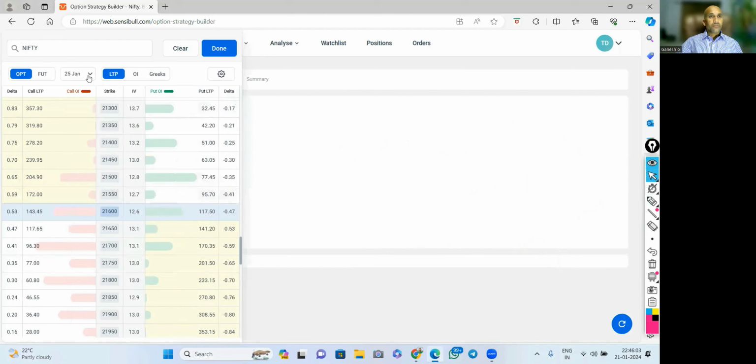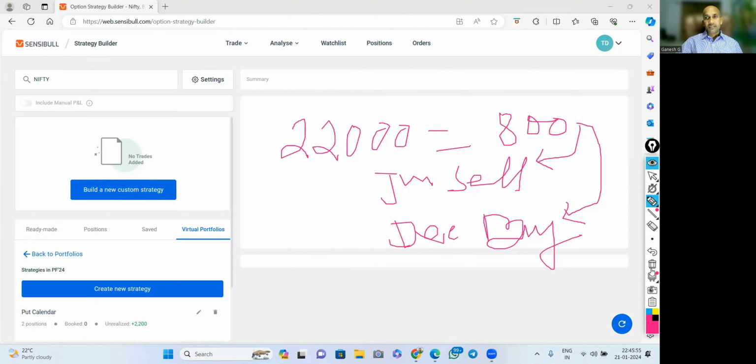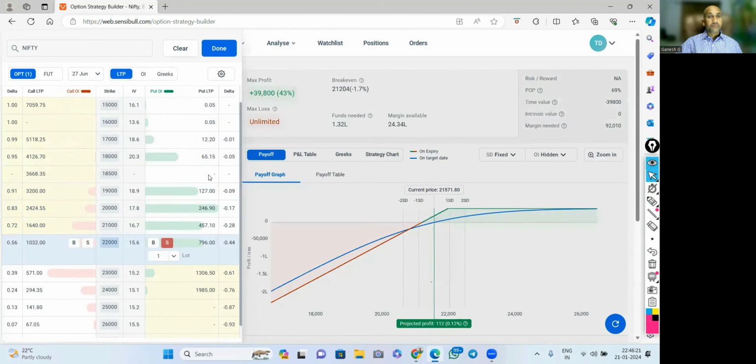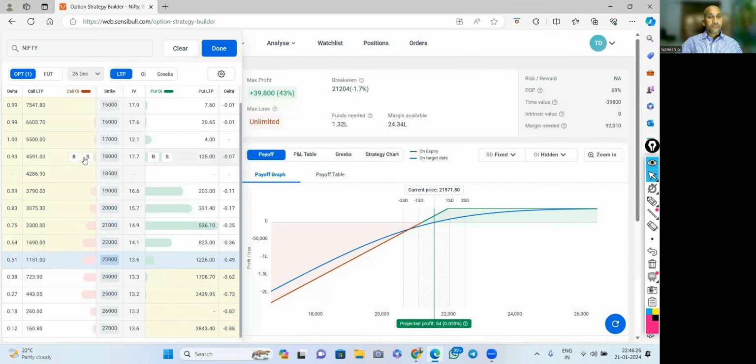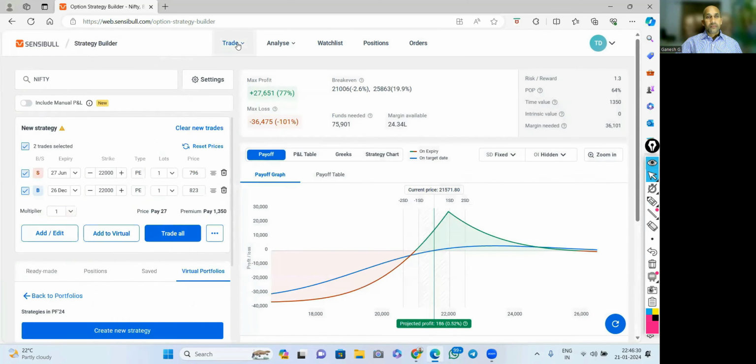Let's go to, as we discussed, the month of June, 22,000. Where is 22,000? Sell at 796. In December, 22,000 buy. This is the payoff chart. So what happens here?